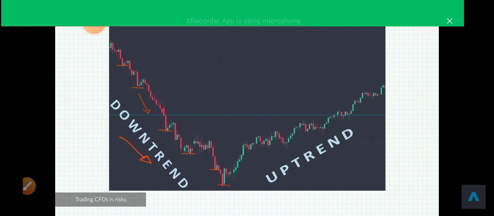So let's now mark on the peaks. And there we go. And we have successively lower peaks. If we look at the peak here, it is lower than the one before it there, and so on. So we've got lower lows and lower highs.